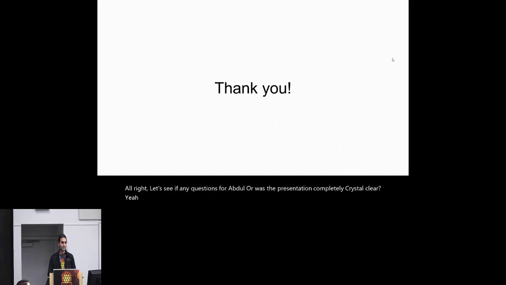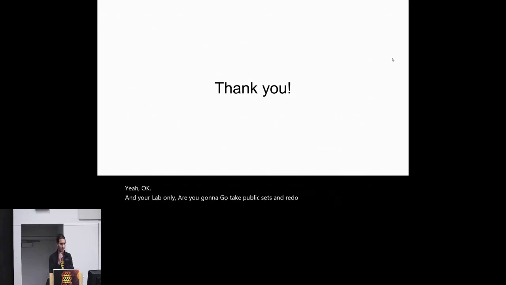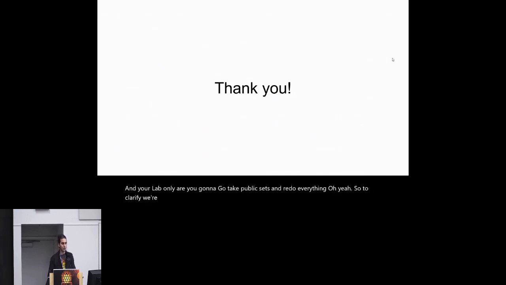Are you going to use this for data in your lab only, or are you going to take public sets and redo everything? To clarify, we're using data from the ENCODE consortium. But are you going to reprocess ENCODE with this new approach? We're hoping to essentially train, basically, you can compress the information into a small model, which you can then use to normalize new experiments.